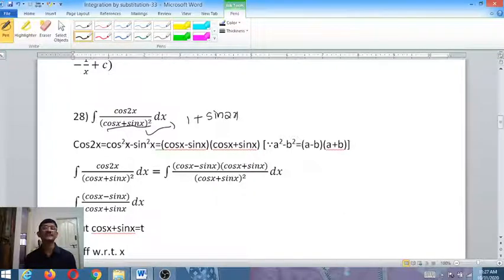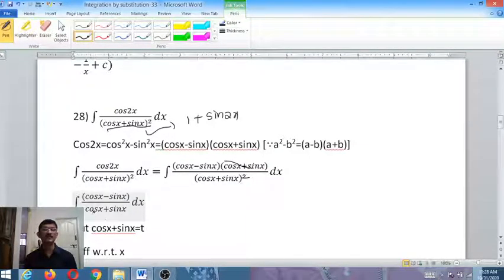This has the a square minus b square form: (cos x minus sin x) into (cos x plus sin x), because a square minus b square is (a minus b) into (a plus b), where a is cos x and b is sin x. So the numerator cos 2x can be written as (cos x minus sin x) into (cos x plus sin x). Now you can cancel cos x plus sin x from numerator and denominator. You are left with (cos x minus sin x) by (cos x plus sin x).